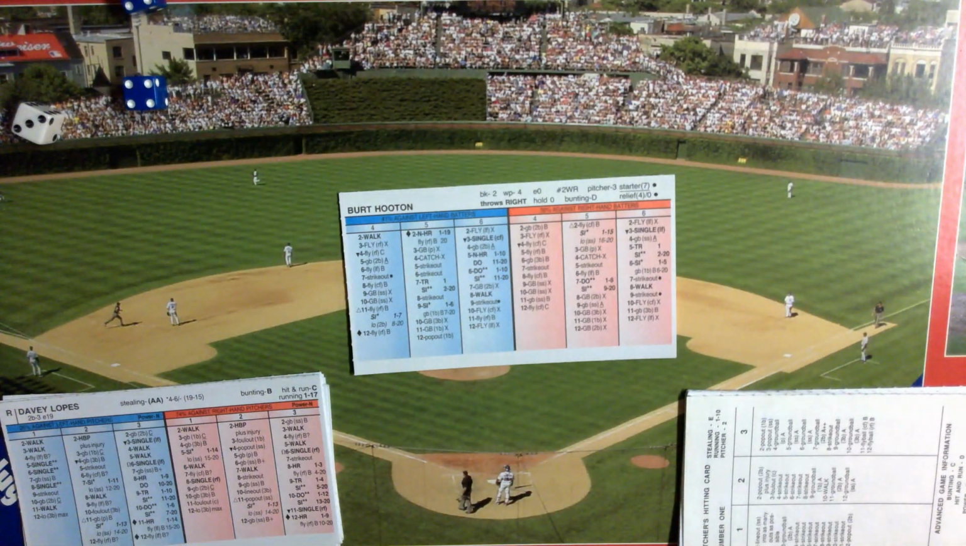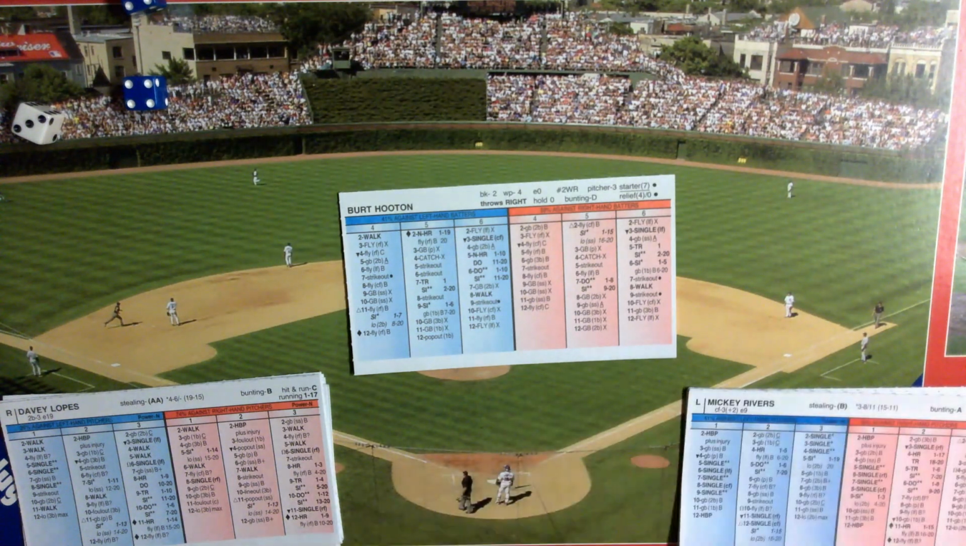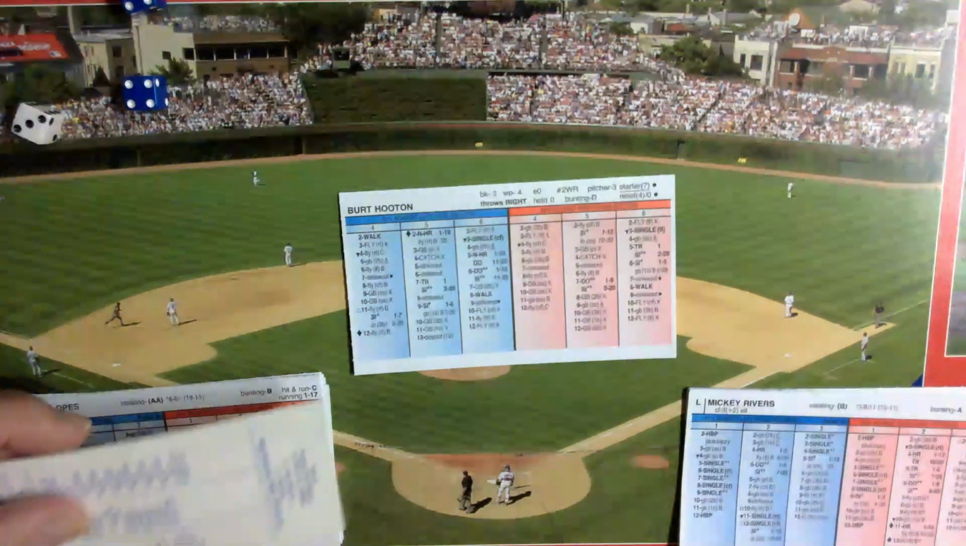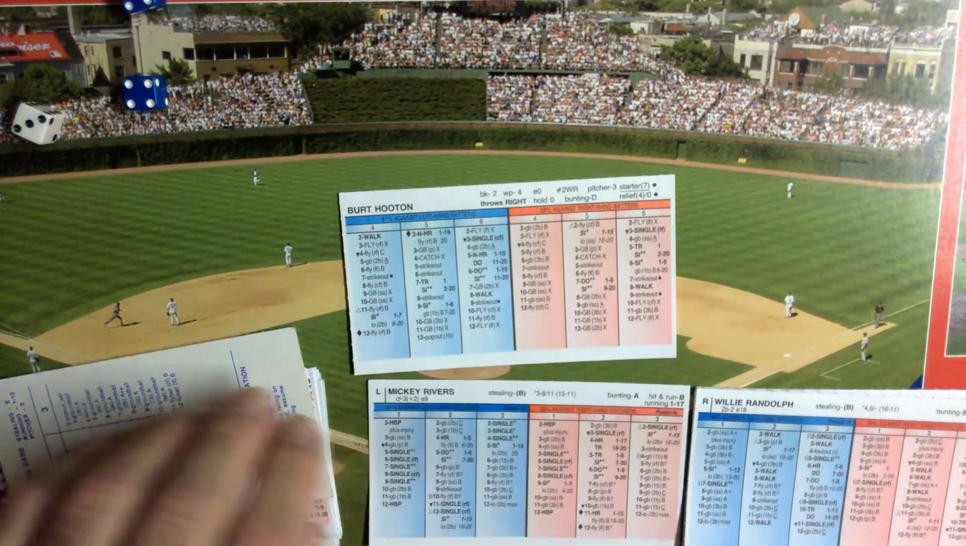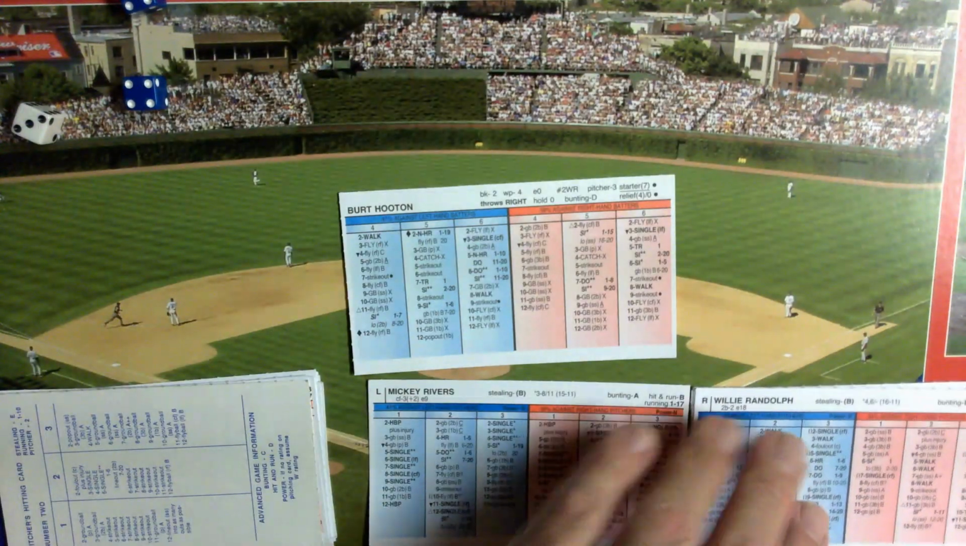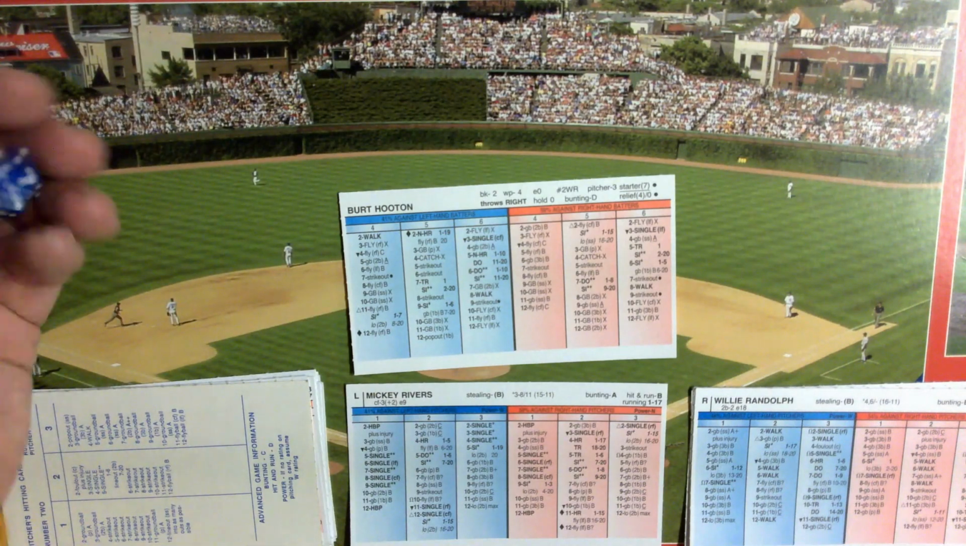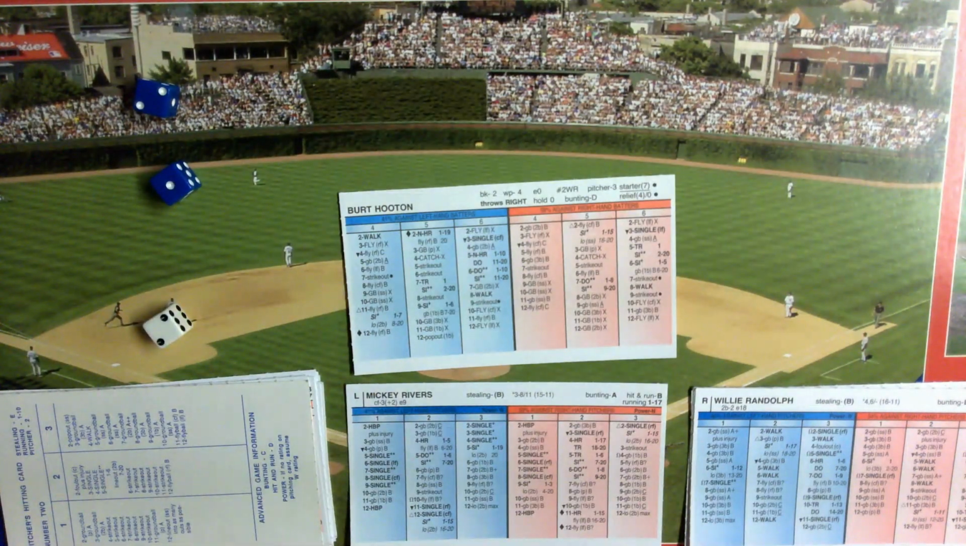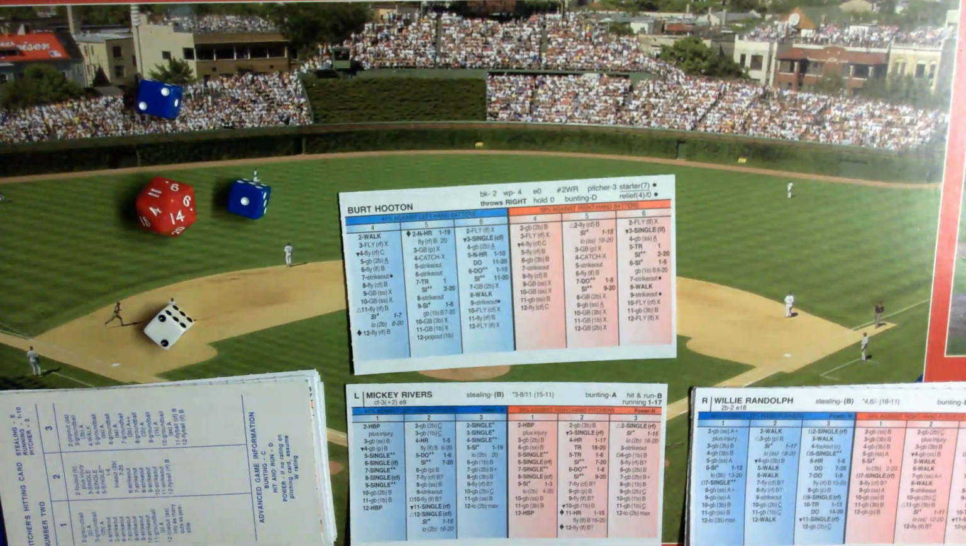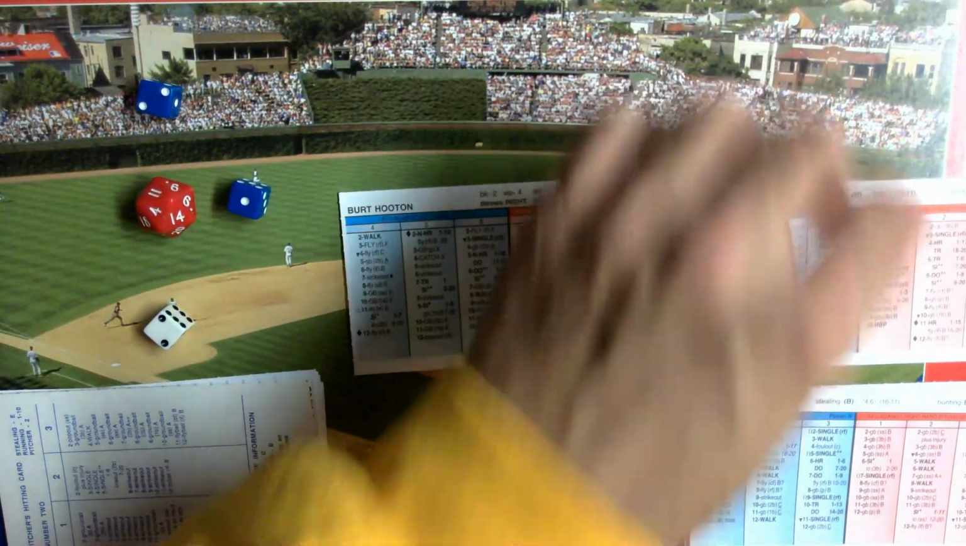And then we've got Mickey Rivers up next. Rivers is 0 for 1 so far on the day. That's a 2 and a 3 against a right-handed pitcher. And that's a ballpark effect single. So on a 1 through 8, Rivers will have a single, and that's a 4. So Rivers is able to hit a 2-out single. Give the Yankees hope here in the bottom of the third.